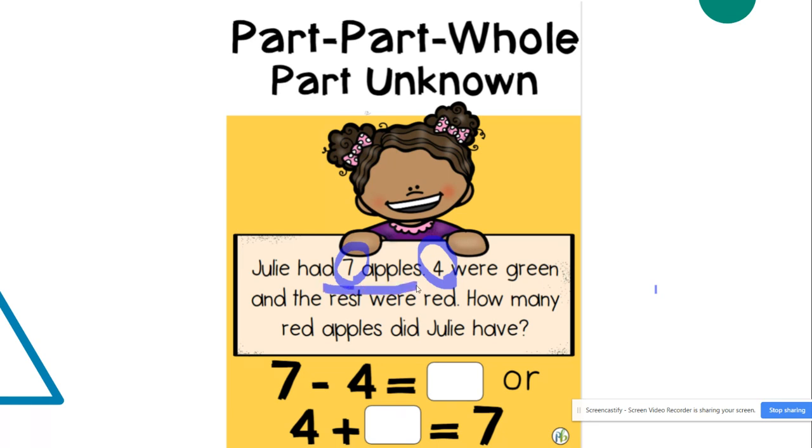So we know how many is the total, and that can be represented by the largest number when you subtract. We know 4 were green. The problem is asking us how many were red. And so that's the unknown part in a part-whole.